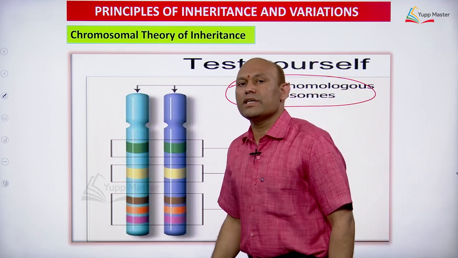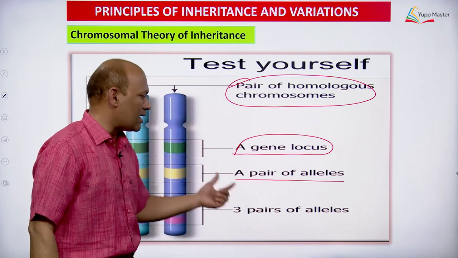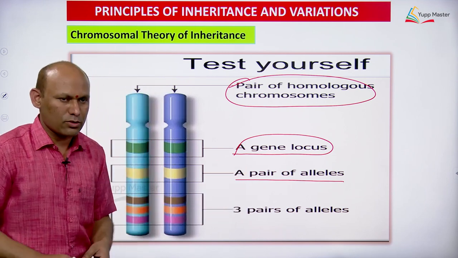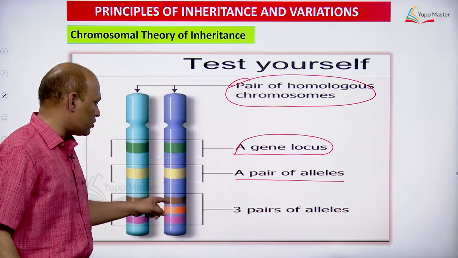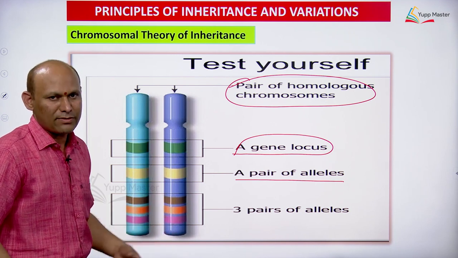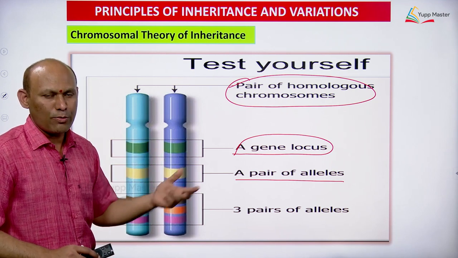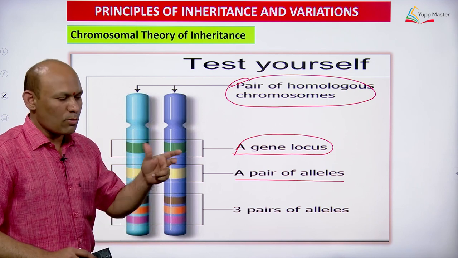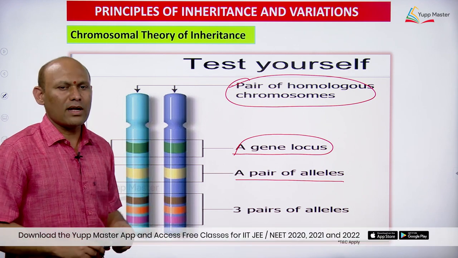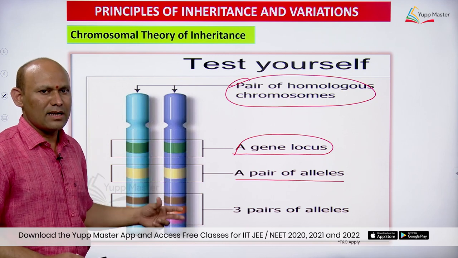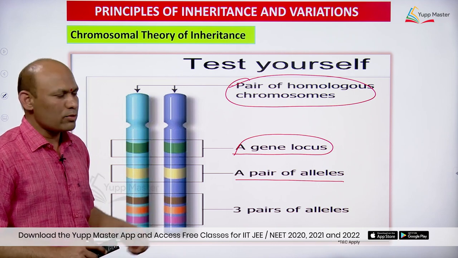Two alleles of a gene are located on homologous chromosomes, dear students. Are you able to see? I have shown three pairs of alleles here: one, two, three. It's very simple. I hope you understood what homologous chromosomes are. The chromosomes which are morphologically and genetically similar are called homologous chromosomes. So what are alleles? A gene has two alternative forms and they are called alleles or allelomorphs. They are located on specific loci on homologous chromosomes.